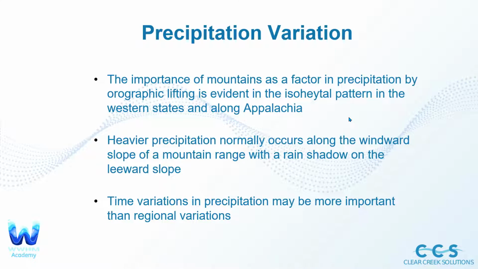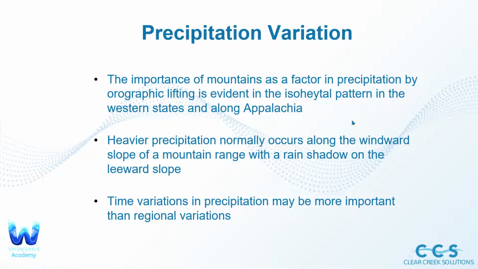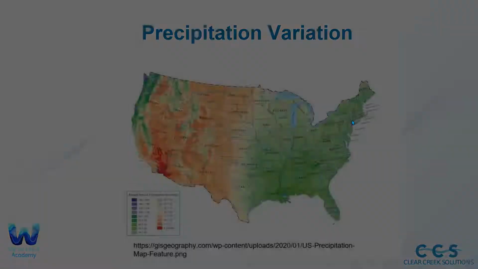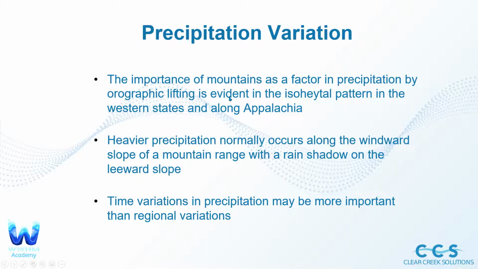The importance of mountains as a factor in precipitation by orographic lifting is evident in the isohyetal pattern in the western states and along Appalachia. So if we look back here, along Appalachia, maybe a little more rainfall in those areas. And then it says here, a pattern in the western states, right? When we cross over the mountain ranges, or in the mountain ranges, a little more precipitation in those more mountainous regions. And heavier precipitation normally occurs along the windward slope of a mountain range, with a rain shadow on the leeward slope. And then time variations in precipitation may be more important than some of the regional variations.